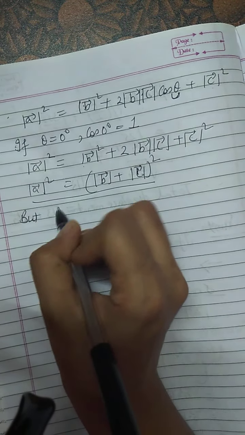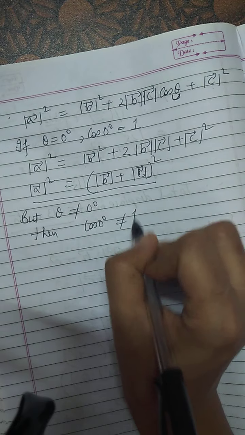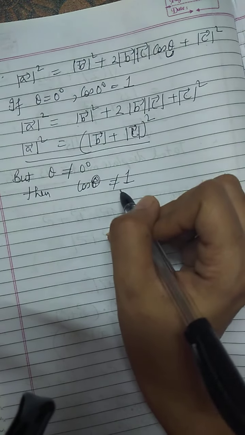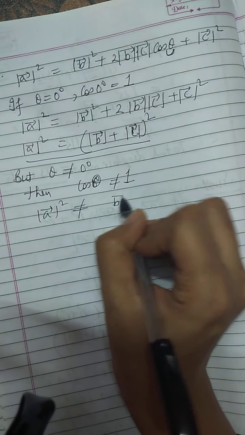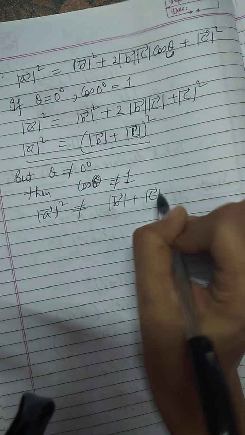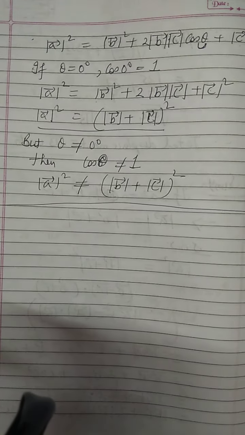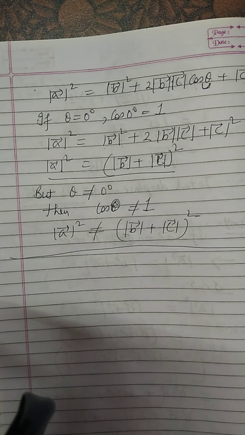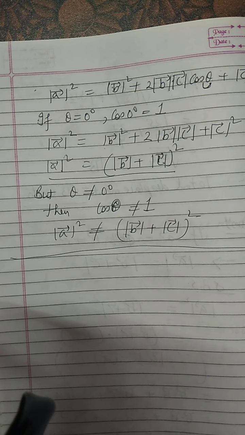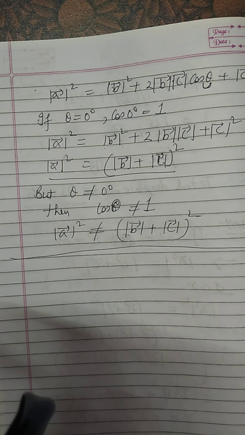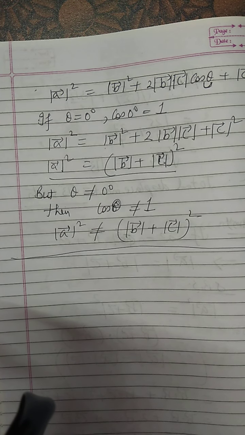But what if theta is not equal to 0 degree? Then cos theta will not be equal to 1. So in that case, magnitude of vector a squared will not be equal to the whole square of magnitude of vector b plus magnitude of vector c. So what is the result? How will we conclude it? We will say the conclusion is that the statement is true only if theta, that is the angle between b and c, is 0 degree. Then the statement is true. If theta is not 0 degree, then the statement is not true. This will be our conclusion.